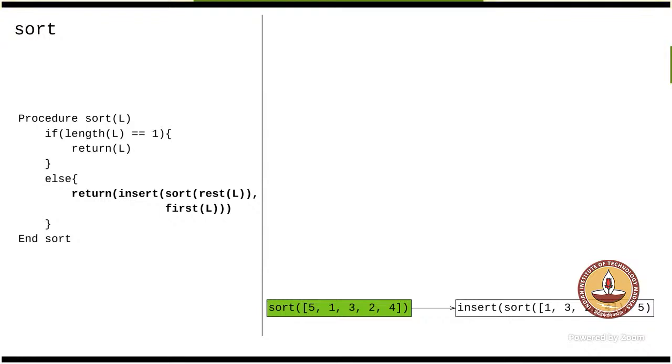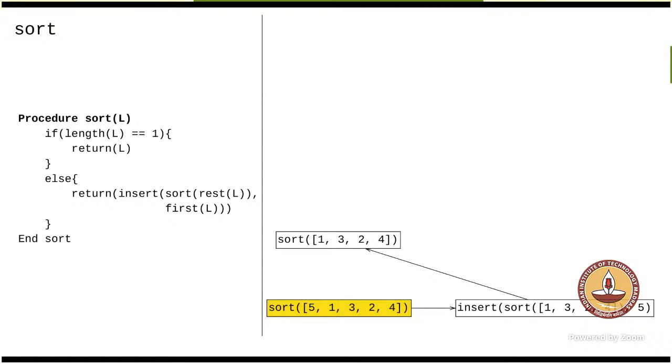Now, what will be the next recursive call? Sort of 1, 3, 2, 4, and then 5. Okay, so sort of 1, 3, 2, 4. The 5 we will come to later, but the recursive part is sort of 1, 3, 2, 4, right? So that's what will happen. Yes, sir. Okay, got it.